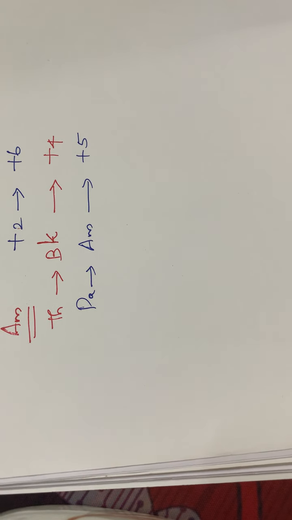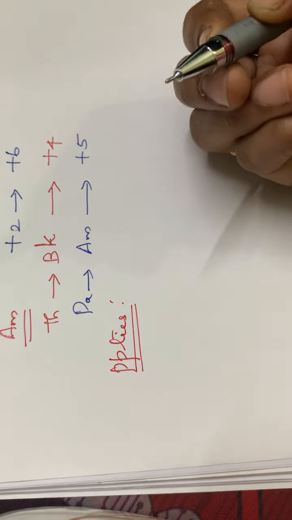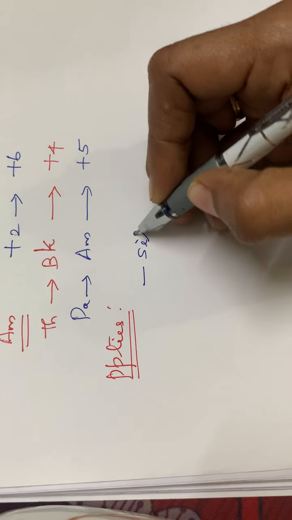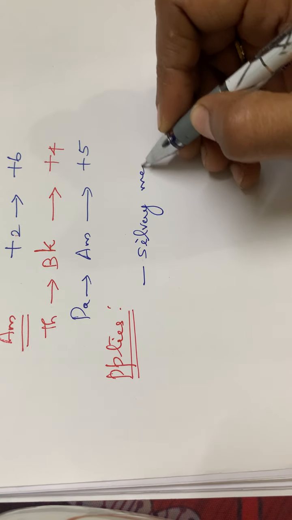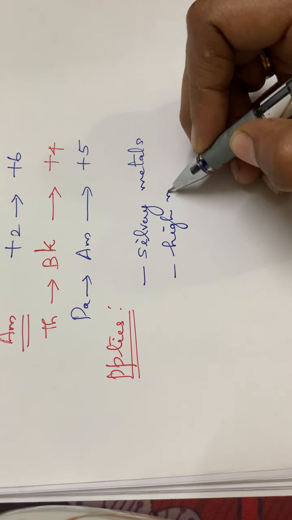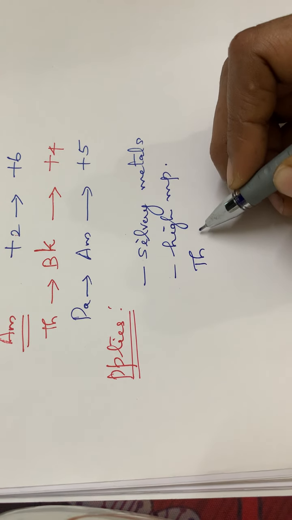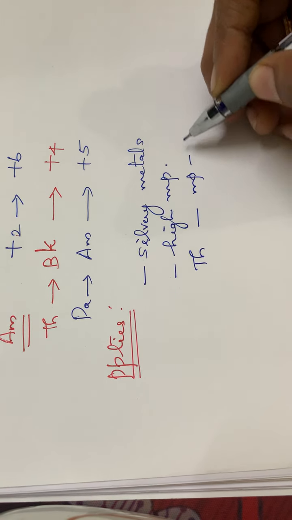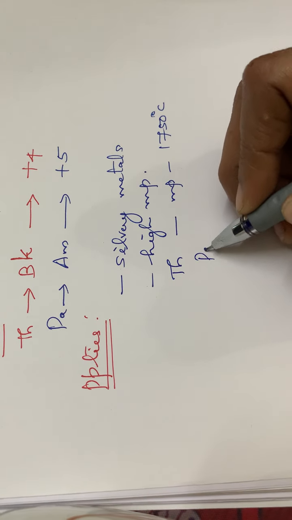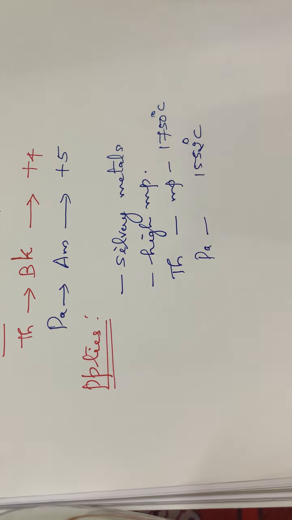Then the next one, we can go through some of the properties of the elements in the actinide series. So the first property is that they are all silvery metals, and they have a high melting point. For thorium, the melting point is about 1750 degrees Celsius. For protactinium, the melting point is 1552 degrees Celsius.